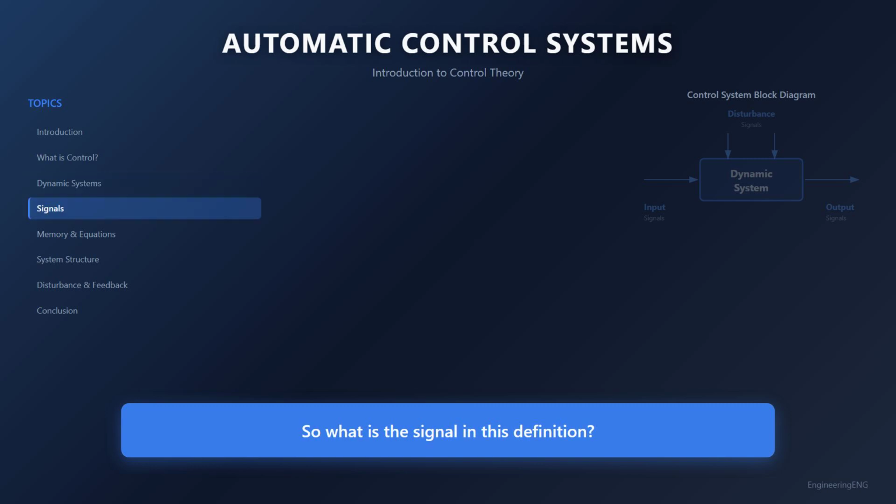So, what is the signal in this definition? This time we ask, what is the signal? Well, we can express it as a physical quantity that we call time varying, which usually varies with time. For example, the position vector, velocity vector, temperature, component, voltage, current, and so on. These are the most basic definitions.